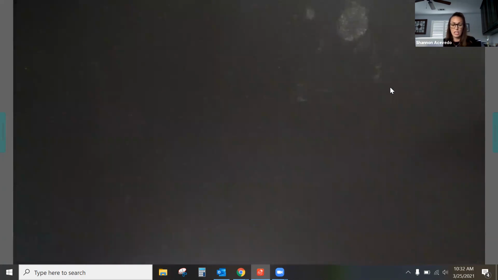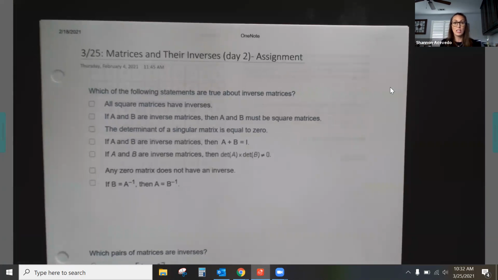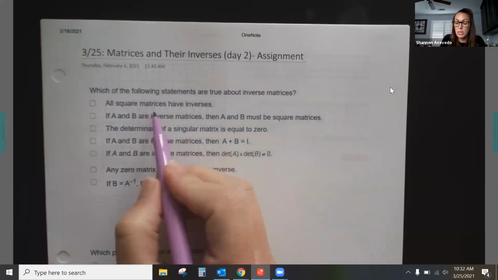The first question I have for you guys today is basically just a checklist of things that make it an inverse matrix, or things that are true about it. If it's true, you mark it. If it's not true, then you don't mark it. So the first one was a square matrix.